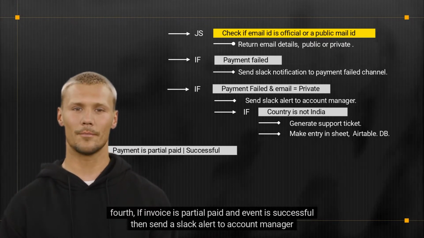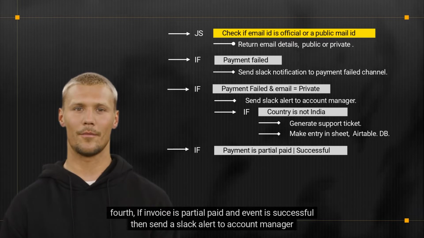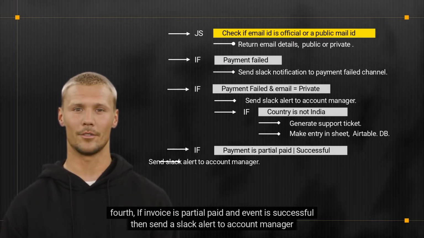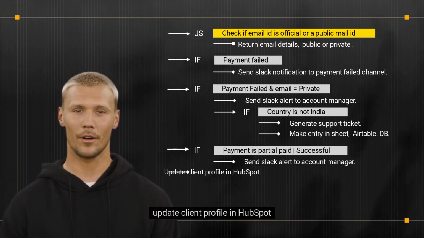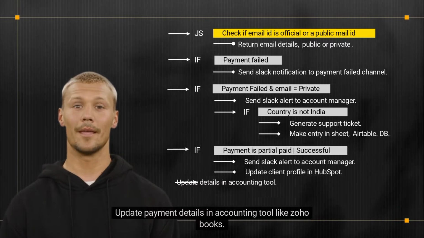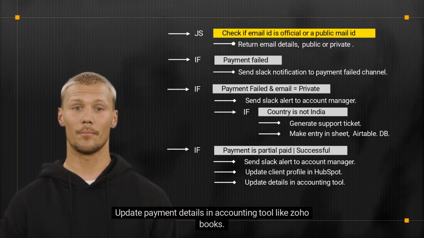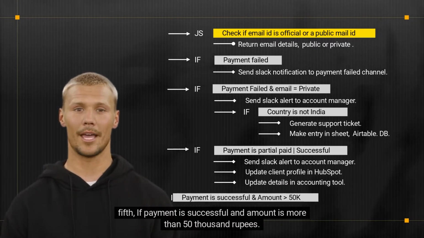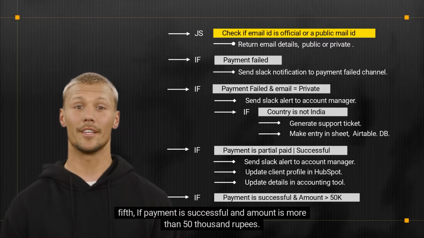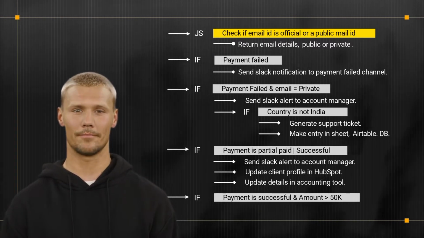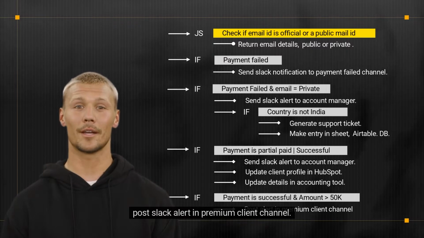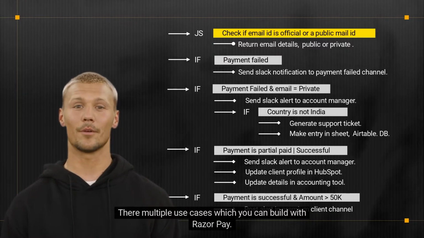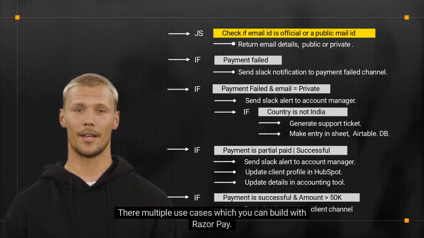Fourth, if invoice is partial paid and event is successful, then send a Slack alert to account manager. Update client profile in HubSpot. Update payment details in accounting tool like Zoho Books. Fifth, if payment is successful and amount is more than 50,000 rupees, then post Slack alert in premium client channel. There are multiple use cases which you can build with Razorpay.